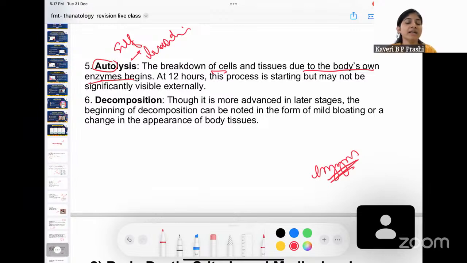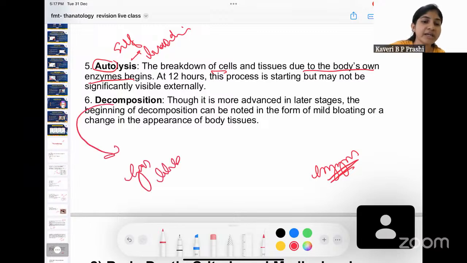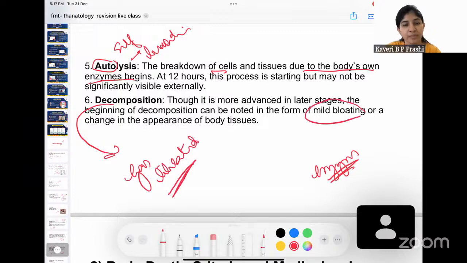Decomposition. Though it is more advanced in later stages, the beginning of decomposition can be noted in the form of mild bloating. Whenever a body undergoes decomposition, lots of gases are liberated. These gases which are liberated give the body a bloating appearance. So at 12 hours, what are the changes that are seen?